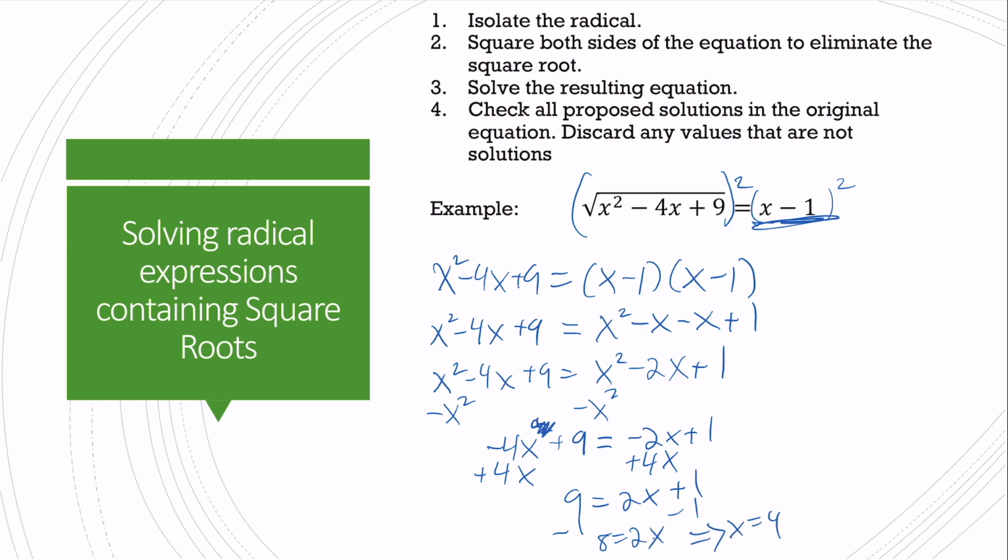And I still have to check my answer. So I've got 4 minus 1 on the right-hand side here. I've got 4 squared minus 4 times 4 plus 9. Well, 4 squared and 4 times 4 are the same thing, and we're subtracting them. So I have the square root of 9 is 3. 3 is 3. Perfect. X equals 4 is our solution.